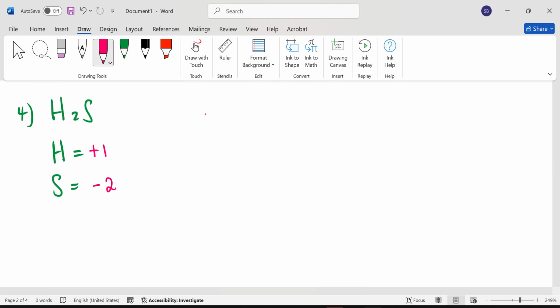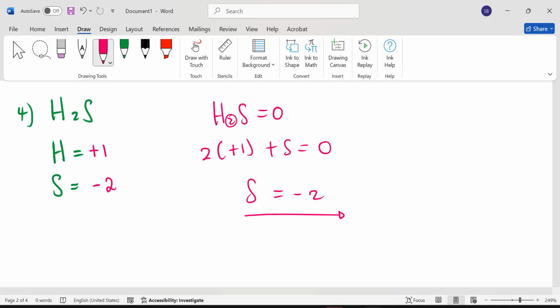Now we know this is a neutral compound. Therefore, we have H2S equals 0. And then there will be the subscript, which is 2 times positive 1 plus S, which is 0. And S will then be a negative 2. Okay, confidence booster. Right, I really hope that everything has been understood and we actually do follow those rules. Very important. Notice how I've applied those rules to the examples that I was doing here. That is a very important thing to not forget.